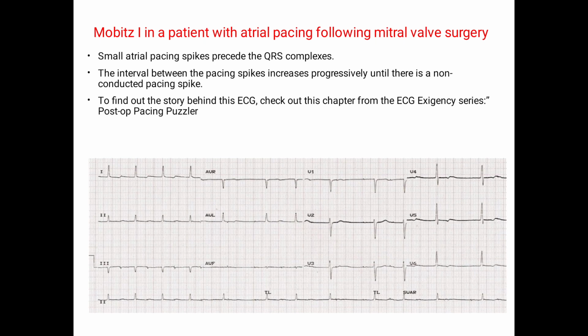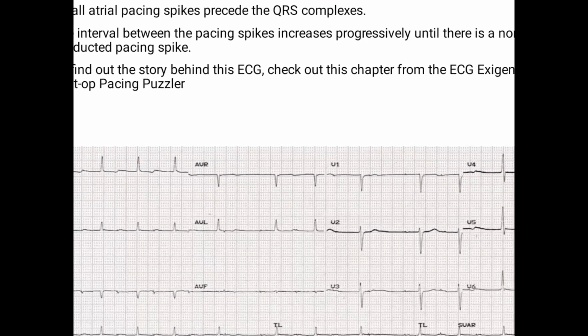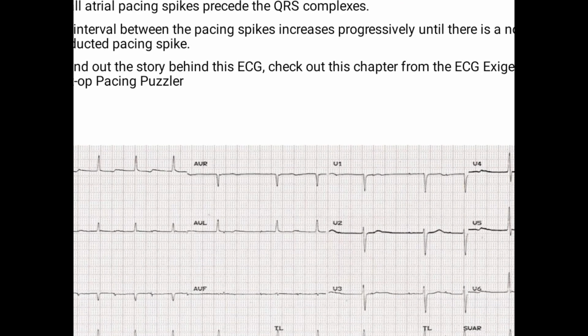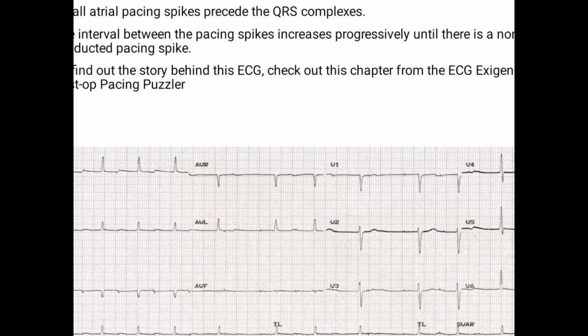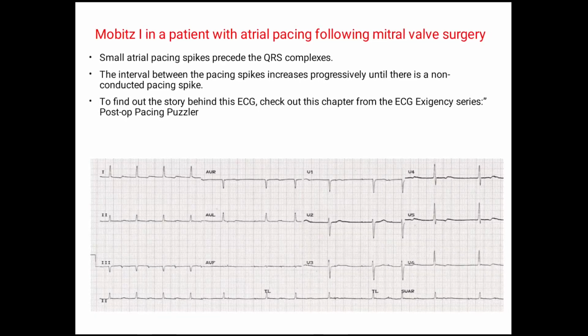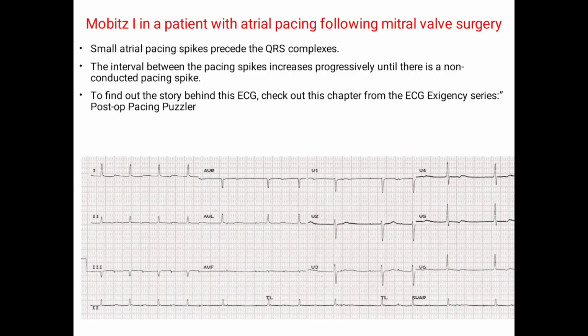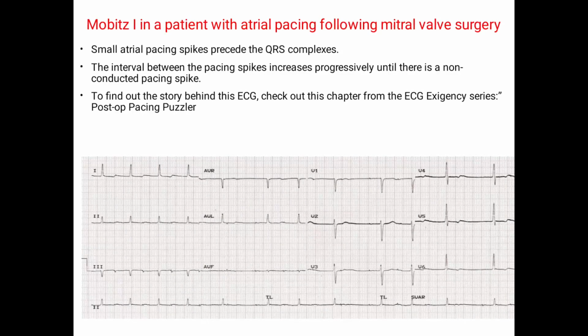This is another example where we can see Mobitz type 1 block in a patient with atrial pacing following the mitral valve surgery. We can see small atrial pacing spikes preceding the QRS complexes. The interval between the pacing spike increases progressively until there is a non-conducted P wave. To find out more, we can see these ECGs from the ECG exigency series, post-op pacing puzzlers.